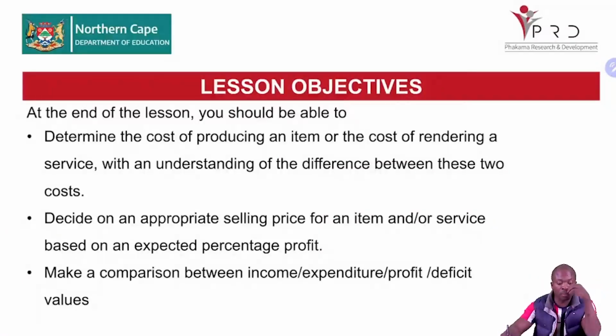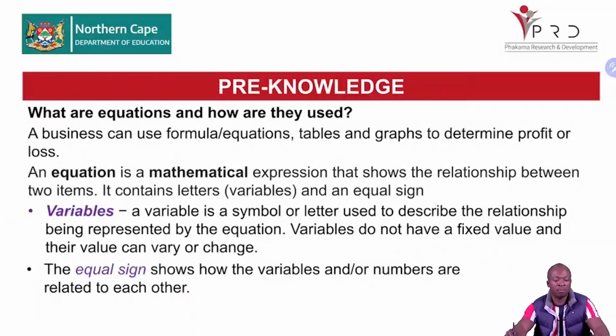At the end of the lesson, you have to be able to determine the cost of producing an item or the cost of rendering a service, with an understanding of the difference between the two. You should be able to decide on an appropriate selling price for an item or a service based on the expected percentage profit. The next thing you have to know is to be able to make a comparison between income and expenditure, profit or loss values. Those are absolutely vital.